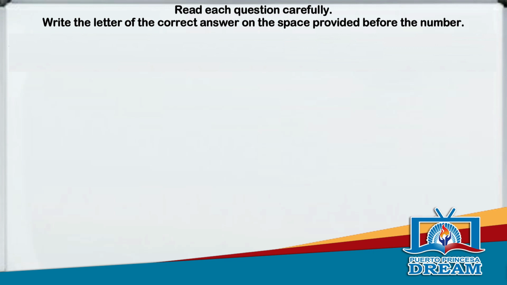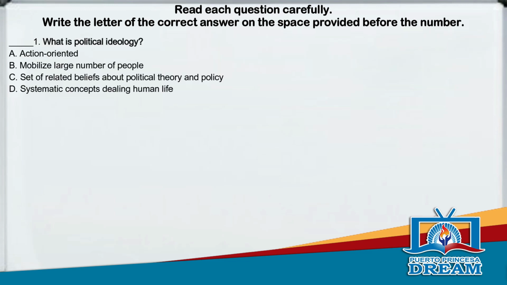Read each question carefully. Write the letter of the correct answer on the space provided before the number. Number 1. What is political ideology? A. Action-oriented. B. Mobilize large number of people. C. Set of related beliefs. And D. Systematic concepts dealing human life.